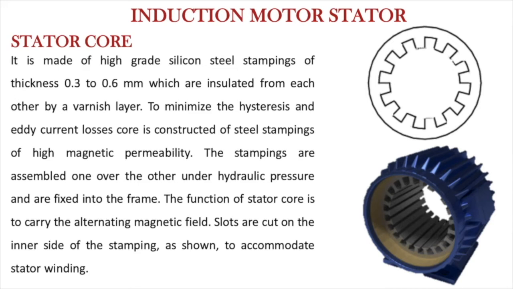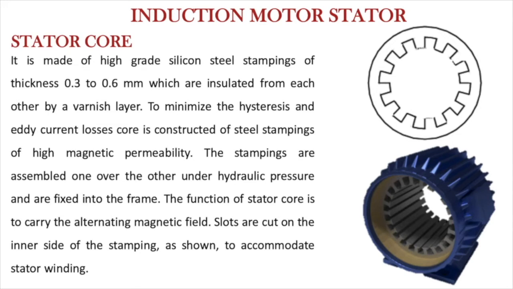Now in the figure you can see the core has been placed inside the frame, and if you see the single stamping, the outer circumference is round and the inner circumference has slots embedded in it, and the slots are created for the placement of the windings. The stator core is made up of high grade silicon steel stampings of thickness 0.3 to 0.6 mm, which are insulated from each other by a varnish layer.